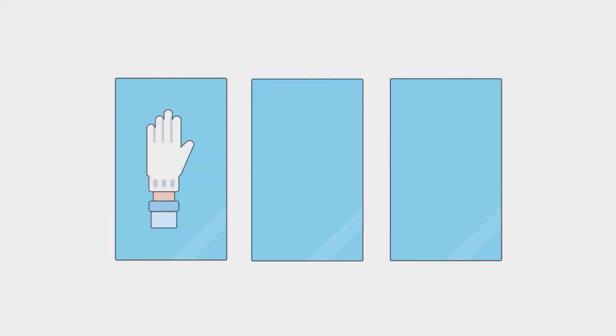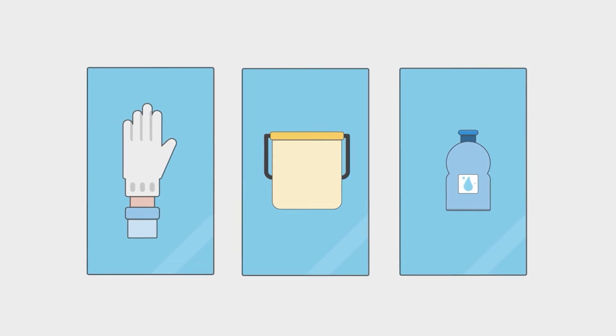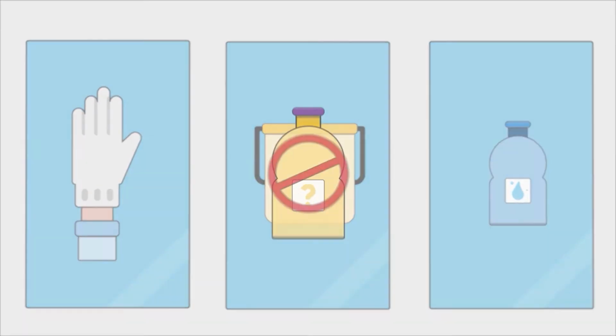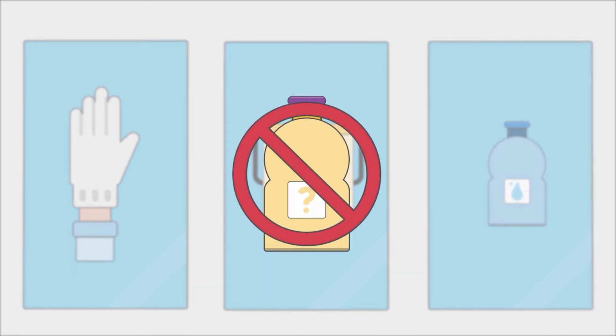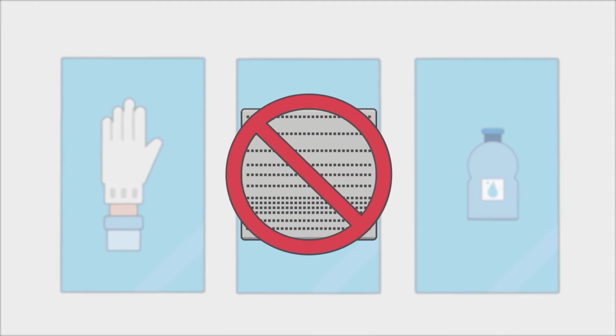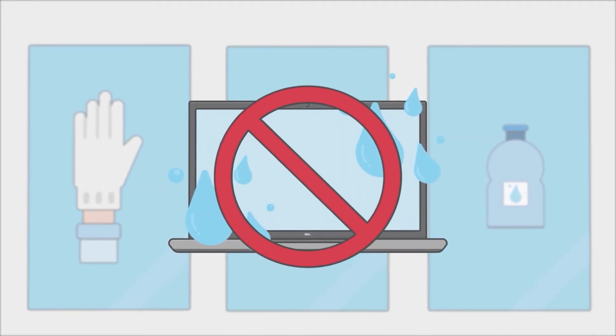For proper cleaning, we recommend wearing disposable gloves, using a microfiber cloth, and a disinfecting solution of 70% isopropyl alcohol and 30% water, as other cleaning chemicals are very harsh and will damage surfaces. Also, using any material other than microfiber could cause damage, and never spray liquids directly onto equipment.